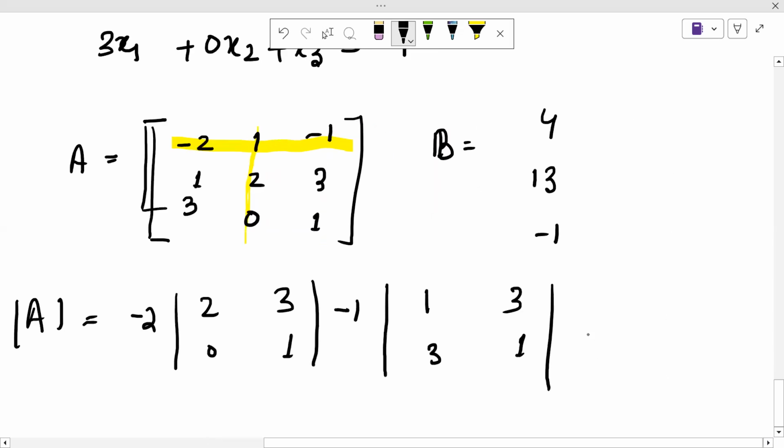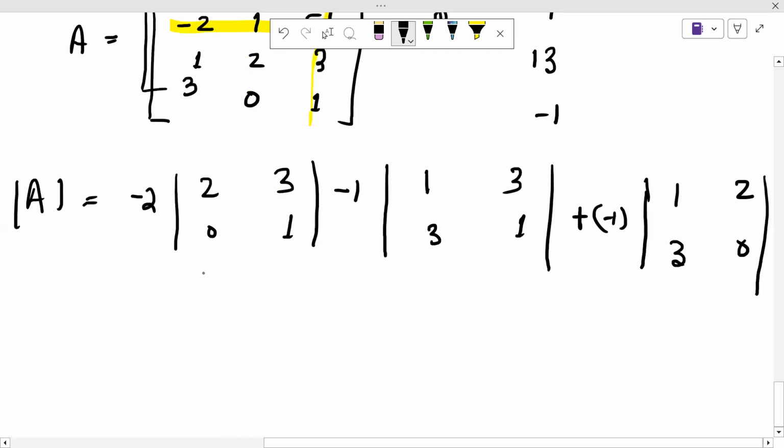The next term is plus -1 times the determinant of the remaining elements. We omit this element and its row and column. What remains is the determinant of 1, 2, 3, 0. We evaluate this determinant.